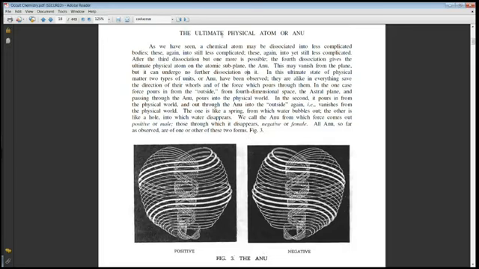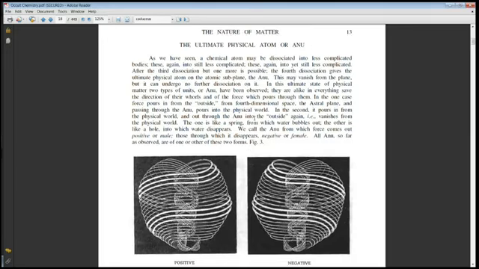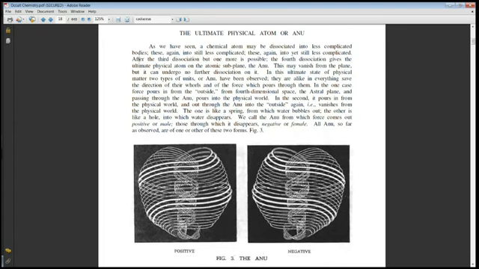So, the ultimate physical atom, or Anu. Now, when you think of the ultimate physical atom, God created Adam, which was supposed to be the perfect man, right? So this is the ultimate physical atom right here. And if you take a look at Anu in Sanskrit, it also means the word atom, okay? So, let me read a little bit of this to you.